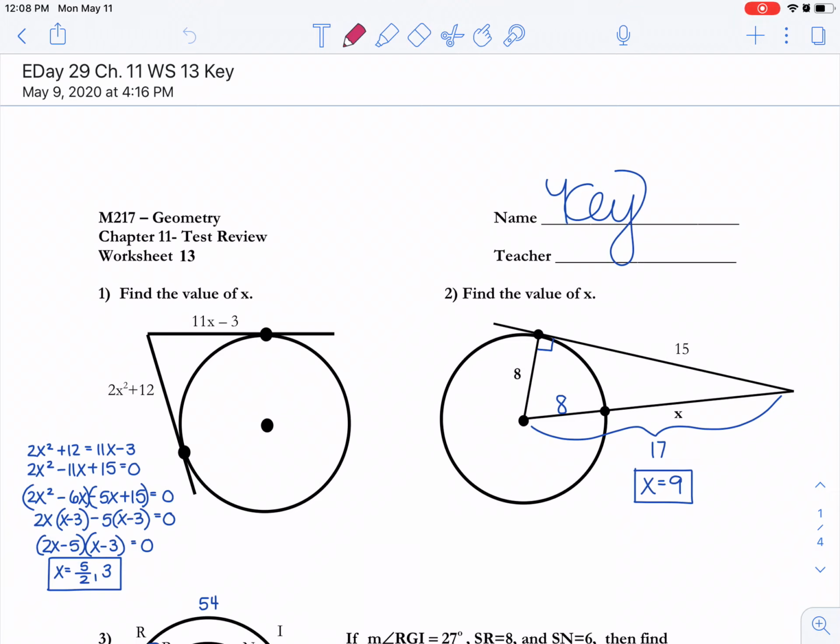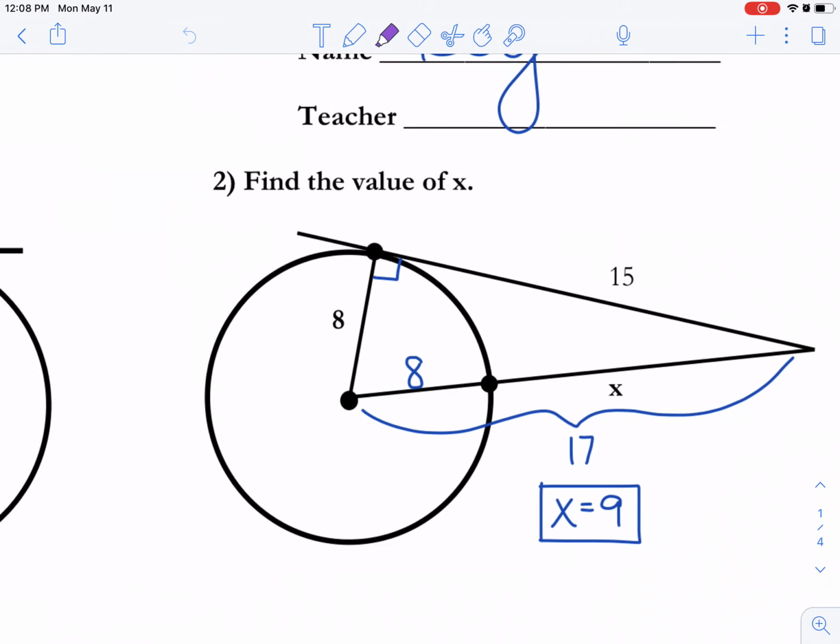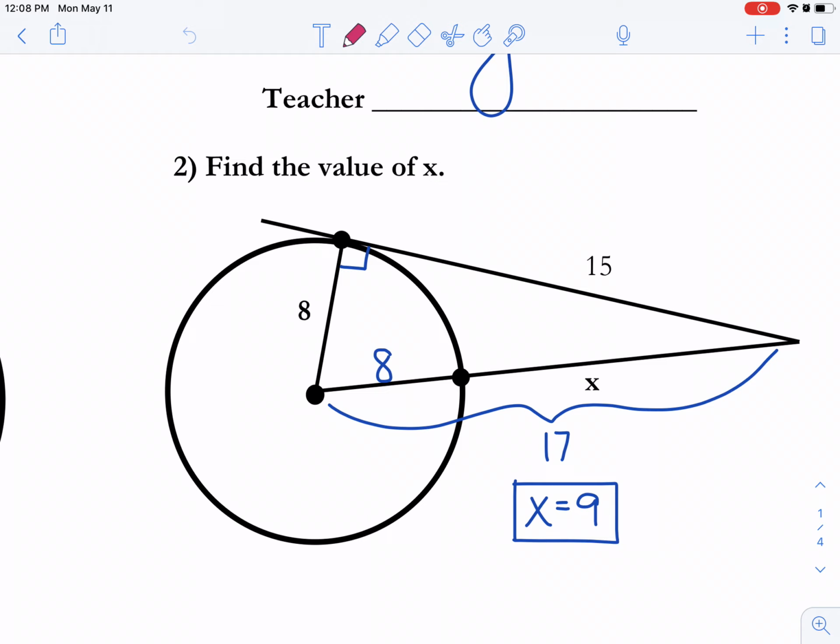Hey guys, just wanted to take a look at the rest of the questions from worksheet 13. Let's take a look at number 2 first. Here, remember that all the radii in the circle are congruent. So because this radius is 8, this part of the diagram is 8 as well. And that's going to help us when we find x, which is just this outside part.